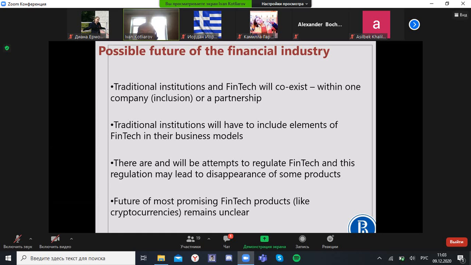Okay, obviously, there is a need for regulation of fintech. Ladies and gentlemen, you should understand that this regulation may lead to disappearance of some products if regulators decide that these products do not meet the needs of customers, or these products are dangerous for society. It is the case of cryptocurrencies, unfortunately. Future of mass promising fintech products like cryptocurrencies remains unclear. So nobody knows what will happen to cryptocurrencies.